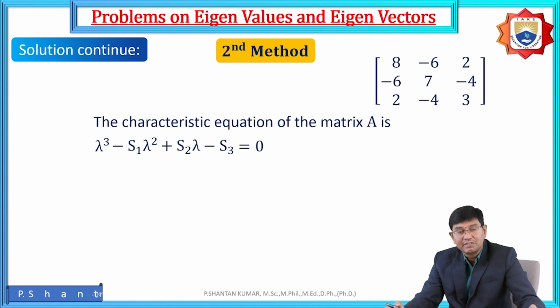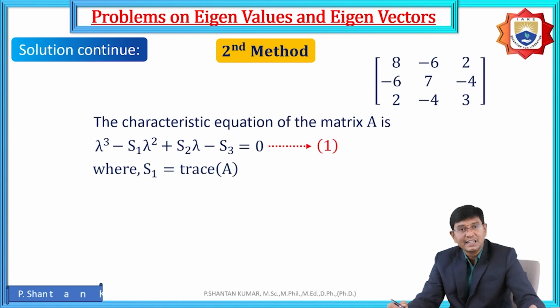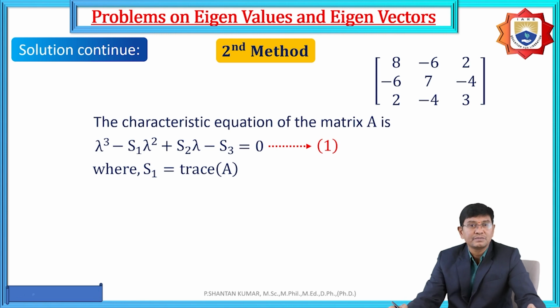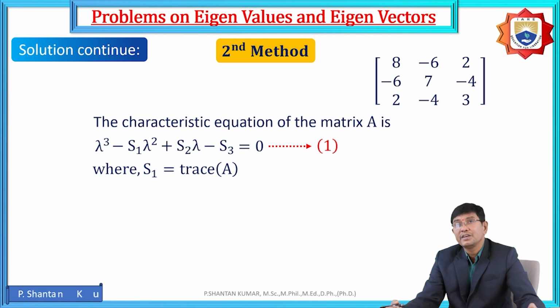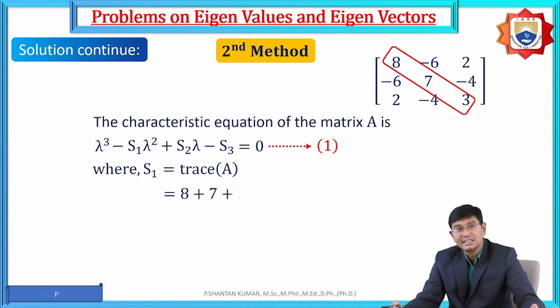That we already discussed briefly in the previous session. For the purpose of the eigenvectors, we need to find the eigenvalues also. And here S1 is nothing but the trace of the matrix, and trace is whatever the diagonal elements in the given matrix are. The diagonal elements are 8, 7, 3. That means the trace is 8 plus 7 plus 3, therefore the value is equal to 18. This is the meaning of the trace: the sum of the principal diagonal elements.